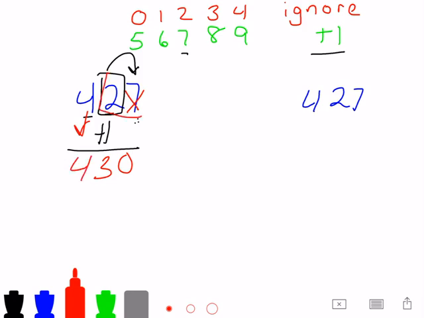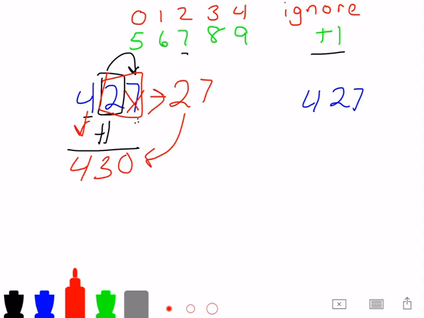Now I want to pull out this number 27 just for a second and look at it. So if we think about 27 and where it falls on the number line, is 27 closer to 20 or is it closer to 30? Right, it's closer to 30. So 427 would round to 430, not 420.